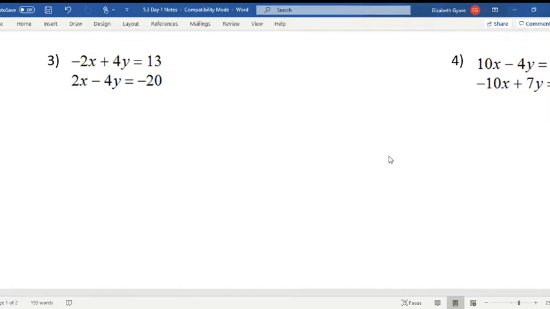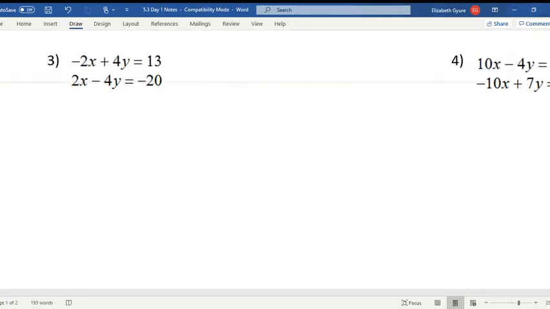Because number 3, take a look at 3. We have negative 2x plus 4y equals 13, and 2x minus 4y equals negative 20. Anyone notice something about this one? Both of them are going to cancel. That's why I want to make sure we look at this. Because sometimes weird stuff happens, but don't we sometimes have things with no solution or infinitely many solutions? When everything cancels, one of those situations is going to happen.